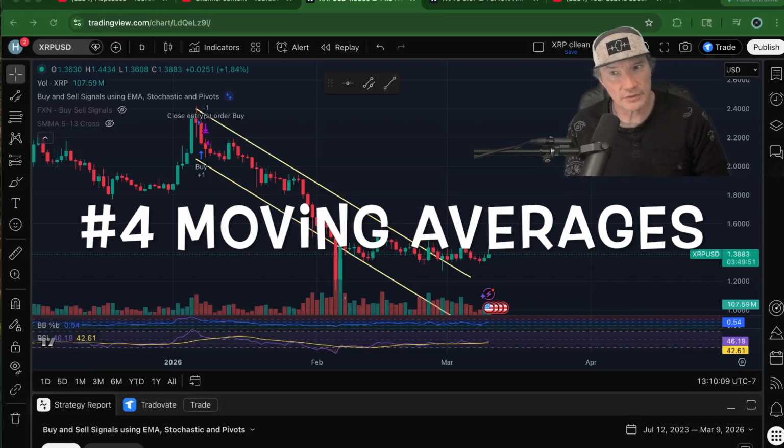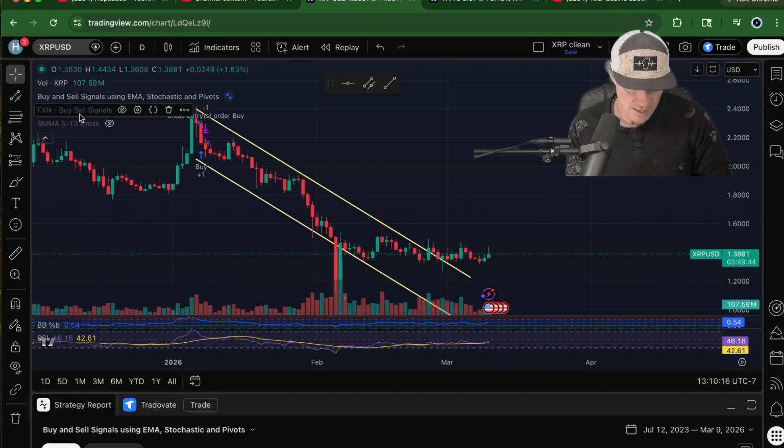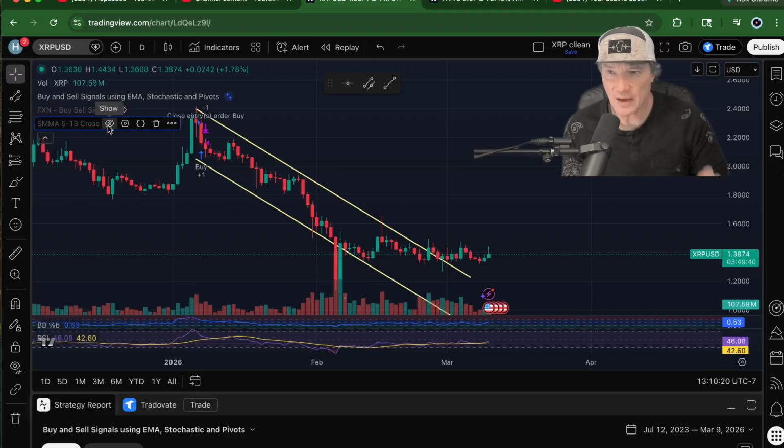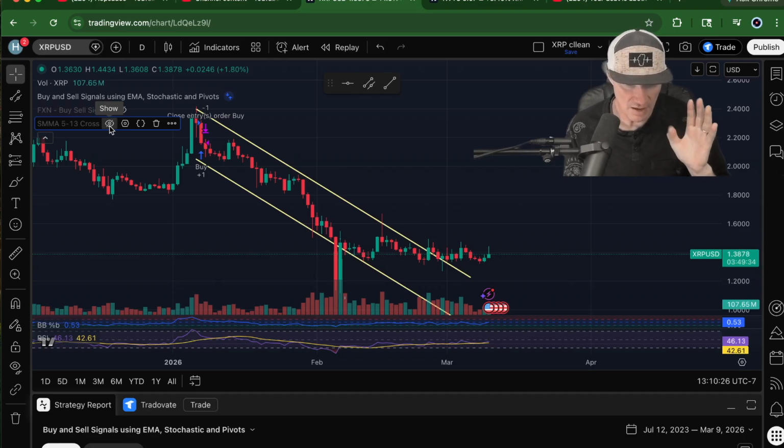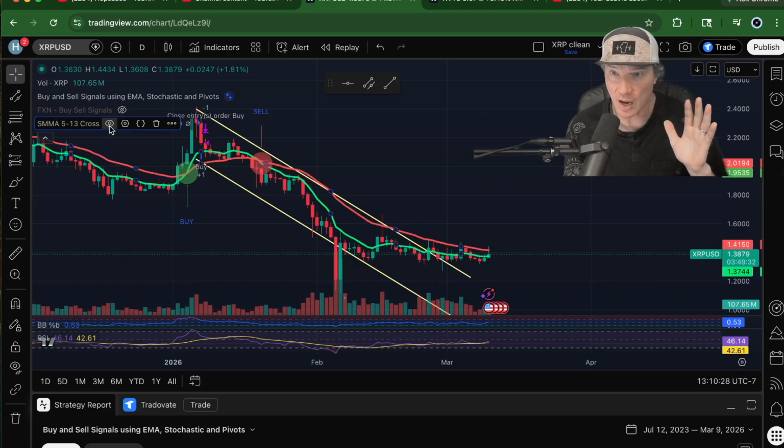I really like this indicator. It's the 5 and the 13 FXN. It's the buy-sell signals. It shows you when the 5 and the 13 cross, basically. So I have it up here again. You can search it from your indicators. The SMMA 5-13 cross right here.